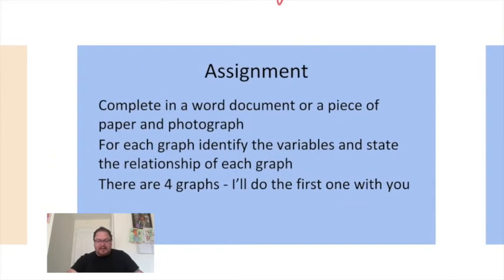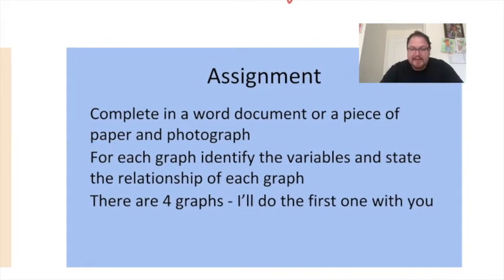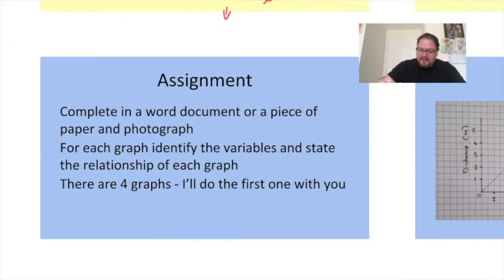Okay, so here's your assignment. You can either complete this in a Word document, or you can put it on a piece of paper, take a photograph and upload it, but the work needs to be submitted. For each graph, you identify the variables, so things we've been doing in the lesson today, and you state the relationship in each graph. There are 4 graphs. I'll do the first one with you. There's also a worksheet that's going to be attached, but you may as well watch the video, get the questions from the video, jot it down, take a photo, and submit it. That's what I would do. That's probably the quickest way to do it. So let's have a go.